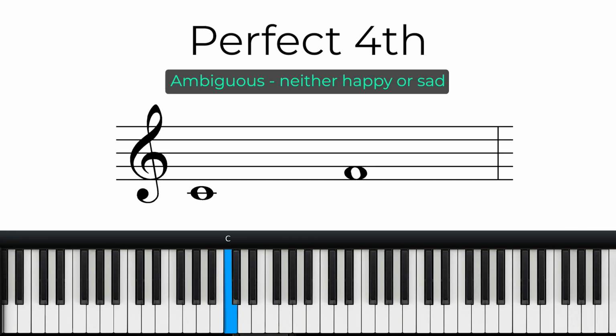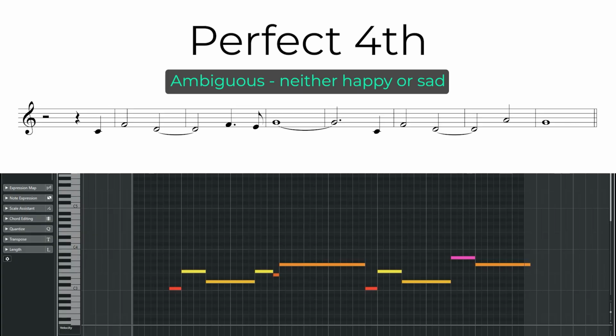The perfect fourth has a very ambiguous quality to it. It's neither happy or sad, and so it can be hard to pin down a specific emotion for. It's also an example of where context, such as the tonality of the key that you're in, be it major or minor, can affect the emotional quality of the perfect fourth interval. My example here is in a major key.